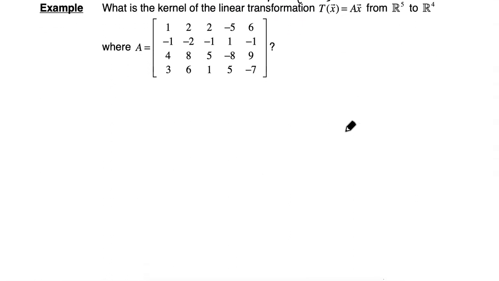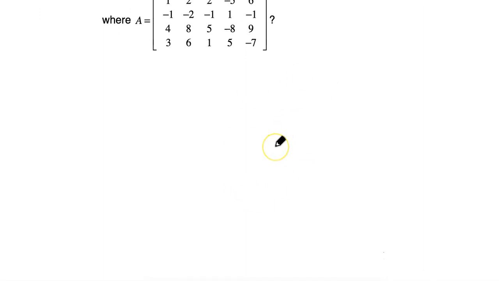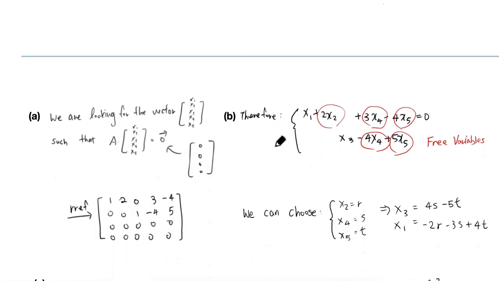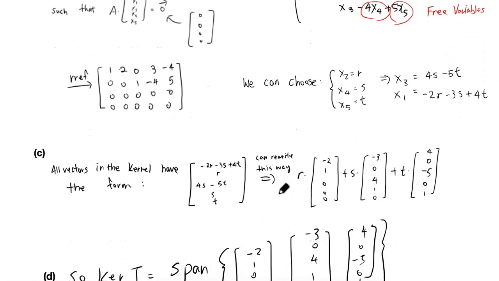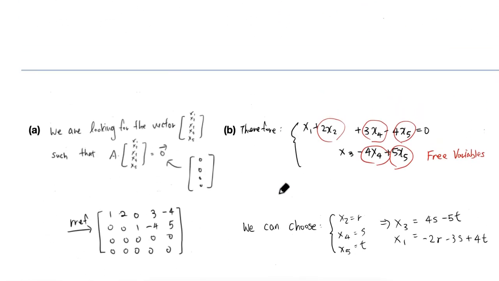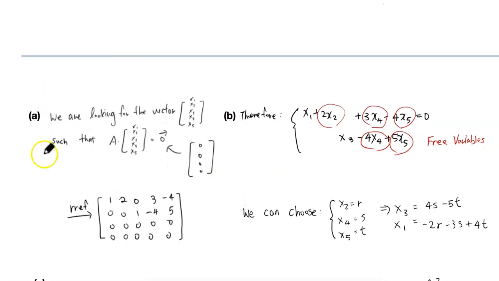Okay, next exercise. What is the kernel of the linear transformation T of x equals A times x from R5 to R4, where A is given here? This is a massive matrix, and to solve such a problem is going to take quite a bit of work. More work for sure than to figure out the image. This is the room you have. For convenience, I did it on a separate page because, as you can see, it is quite long. It's split into 4 steps, A, B, C, and D. Let's look at part A.